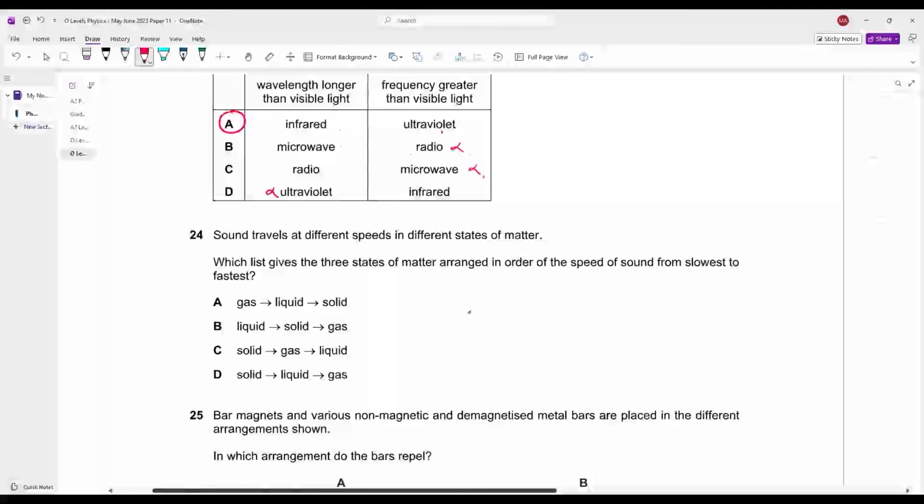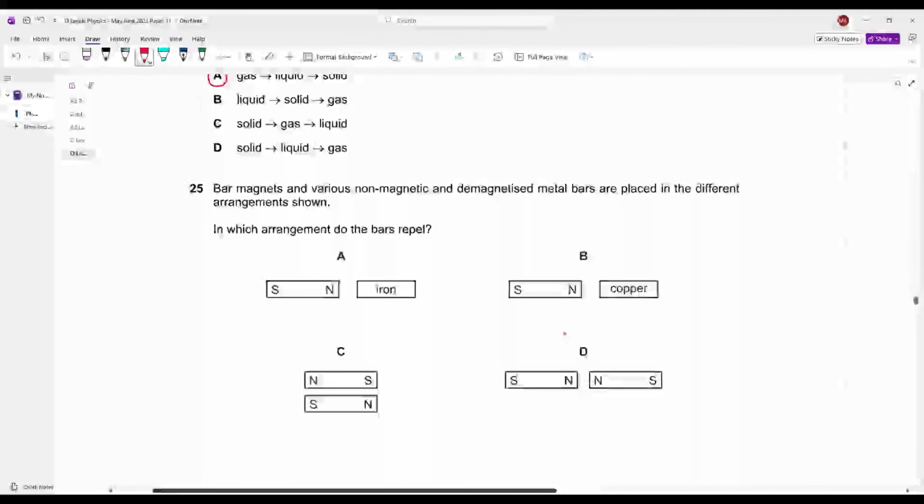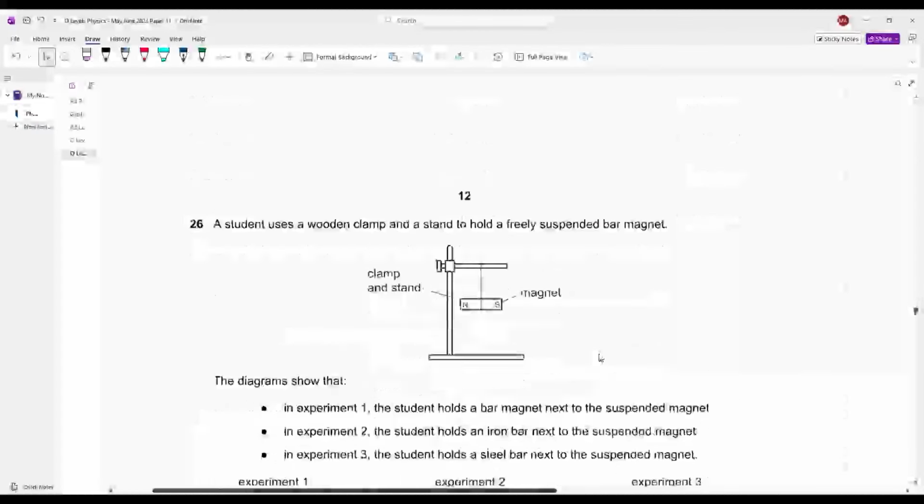Sound travels at different speeds in different states of matter. Which list gives the three states of matter arranged in order of speed of sound from slowest to fastest? Sound slowest travel करता है गैस में, fastest travel करता है solids में. A is your answer. In which arrangement do the bars repel? Iron के साथ तो कभी भी आपकी repulsion नहीं होगी. In option D, when there is north and north, the bars repel.